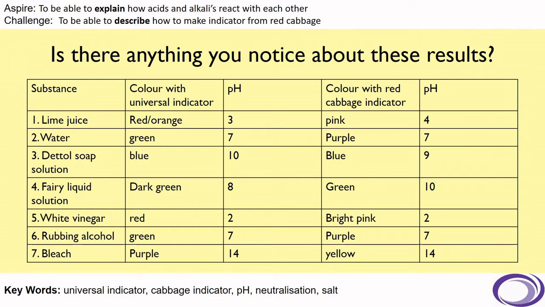So actually it would be much more accurate to use something like a pH probe, which you would just simply put into the substance and it would give you a digital readout of the pH of that substance.